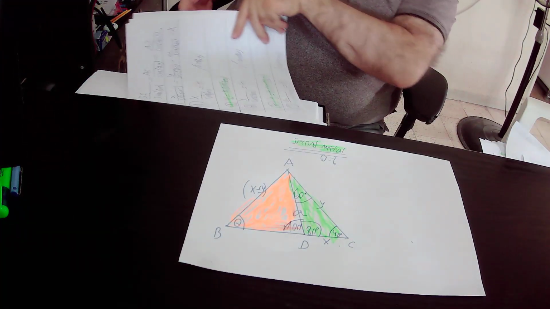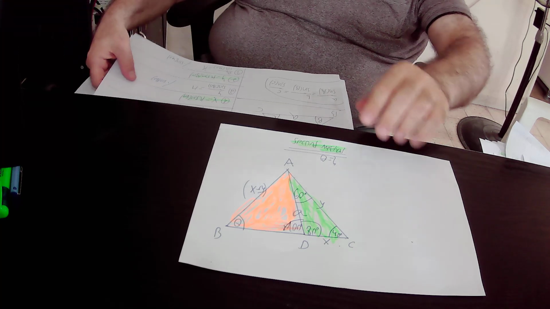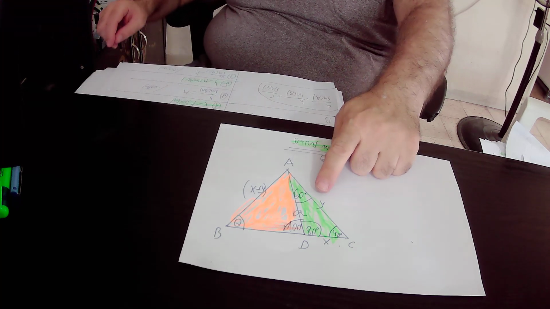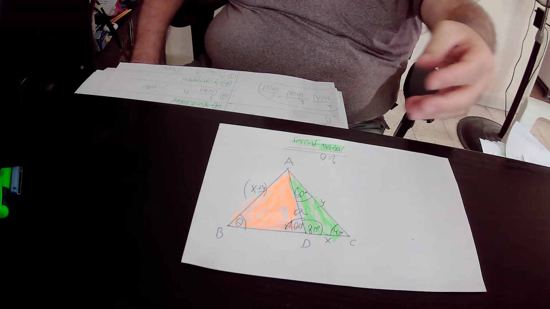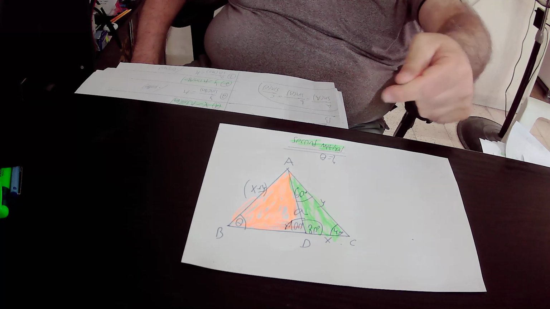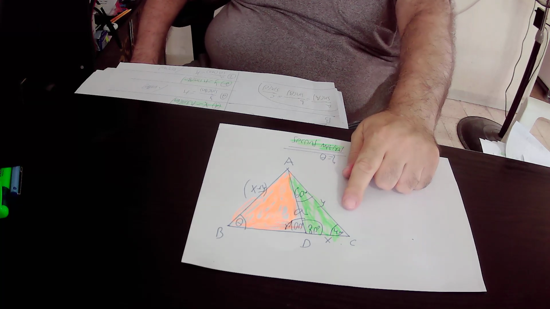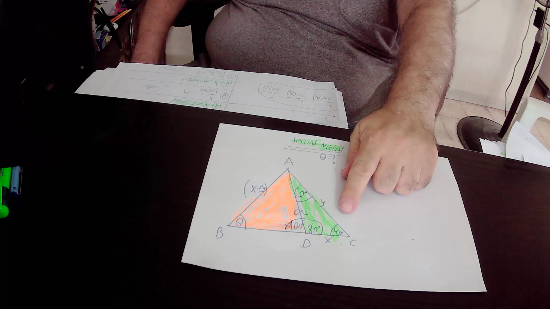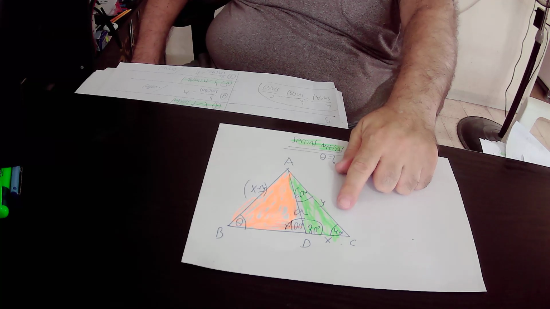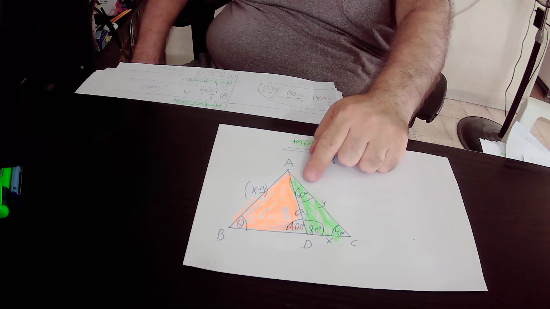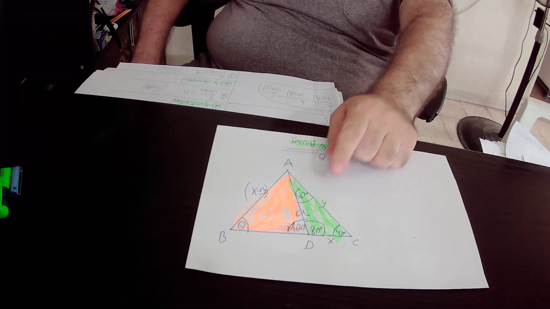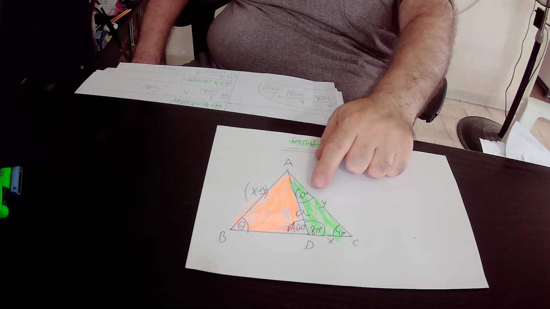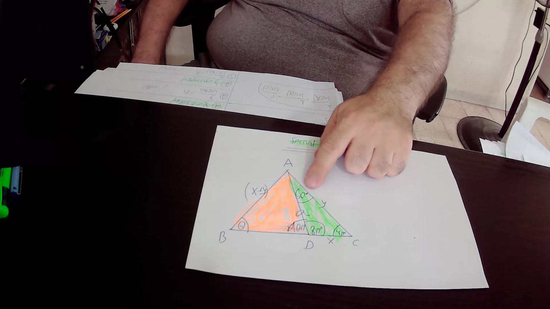In the second method, we focused on triangle ADC. In triangle ADC, this angle equals 80 degrees, this angle equals 40 degrees, and the sum of those two angles, 80 degrees plus 40 degrees, is 120 degrees. So if the sum of two angles in a triangle is 120 degrees, the third angle must be equal to 60 degrees. Why? Because 60 degrees plus 120 degrees is 180 degrees. That is the sum of the angles in any triangle, and especially in triangle ADC. So this angle equals 60 degrees.